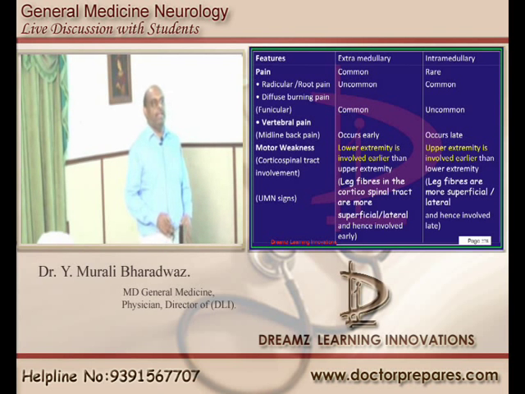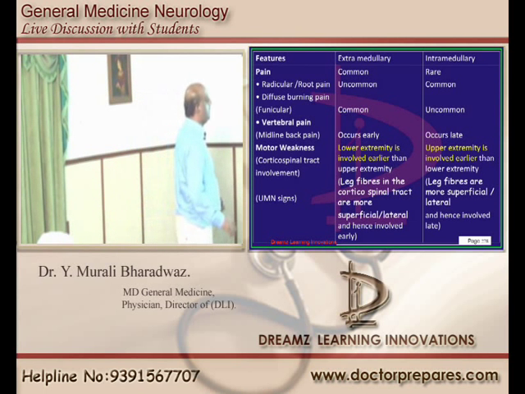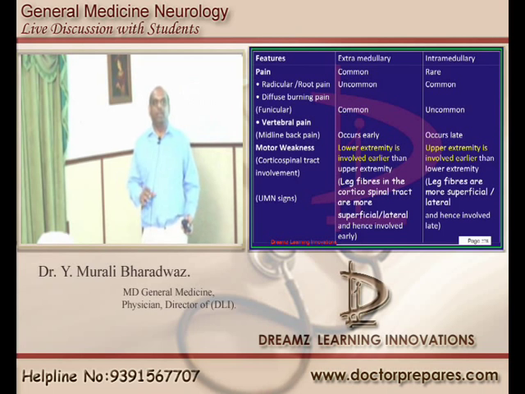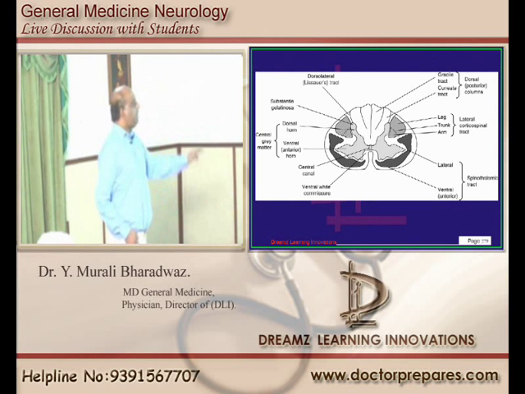It all depends on the somatotopic organization of the ascending and descending tracts in the spinal cord if you take a cross section. Now let us take a cross section and look into it. But before that, one more point. Lower extremity is involved earlier than upper extremity in extramedullary, whereas upper extremity is involved earlier than the lower extremity in intramedullary.